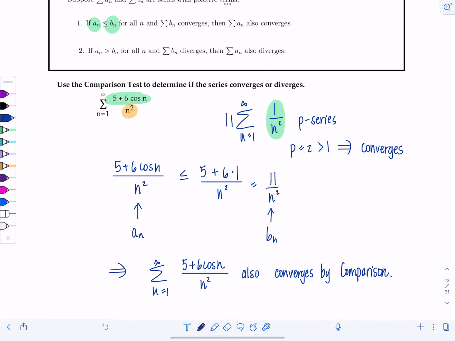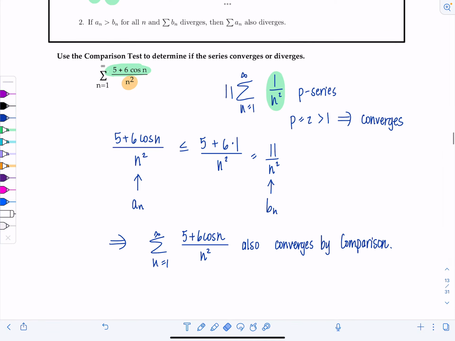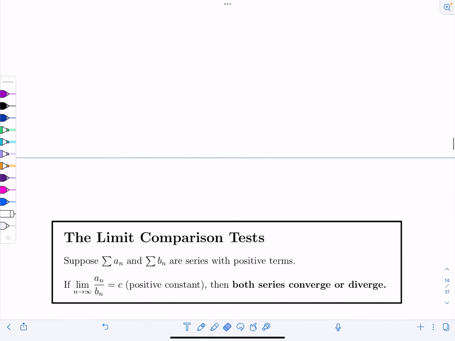And it all hinges on the fact that cosine of n has to be less than or equal to 1. Okay? If that wasn't there, if it was just a number, that's fine too. But then you wouldn't even need a test. You could just say it's a multiple of a p-series and move on with your life. Okay, that's all I'm going to talk about comparison test. I have a whole extra video on it. Let's get to limit comparison. That's more loved and useful, I think.